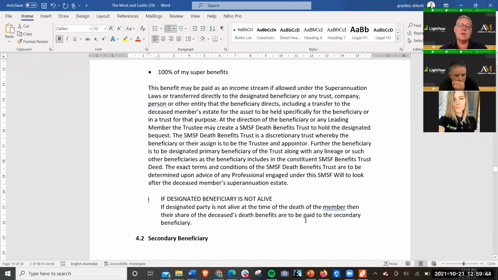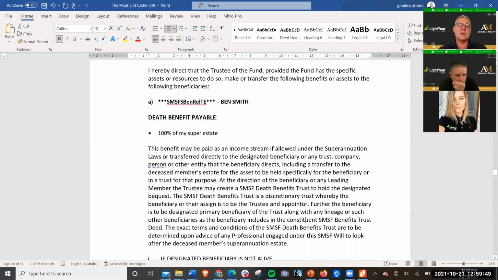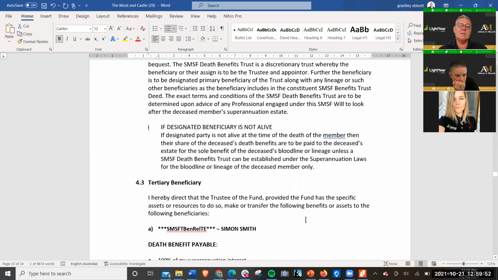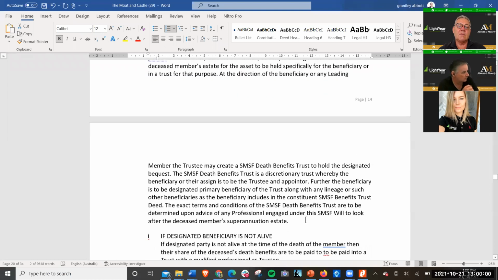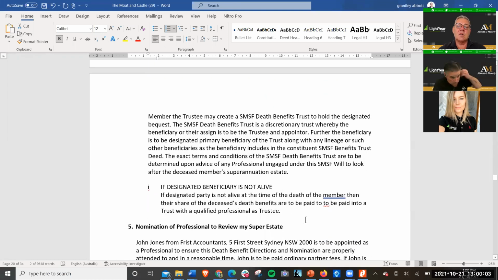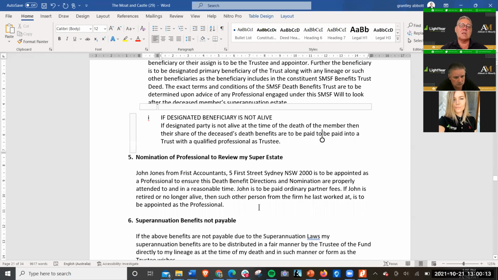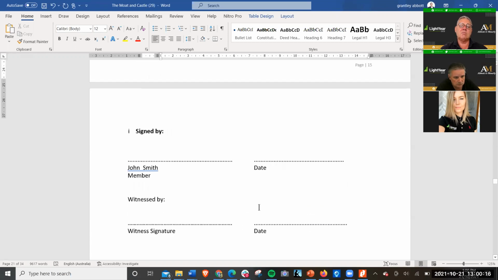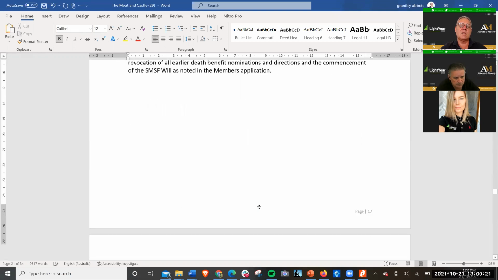If the beneficiary is not alive, it goes to the secondary beneficiary. And then we've got Ben Smith. I didn't put down there was the son. Same sort of thing. If he's not around, then this is what's going to happen for that one. And then we've got Simon as well, who's got that flexibility. If Simon's not alive, then it's just to be paid into a trust with a qualified professional. So that was his one there. The nomination of the professional to review the estate, you've got John Jones there, and then we've got the signing off of all the relevant people. And then there's the resolution by the trustee.